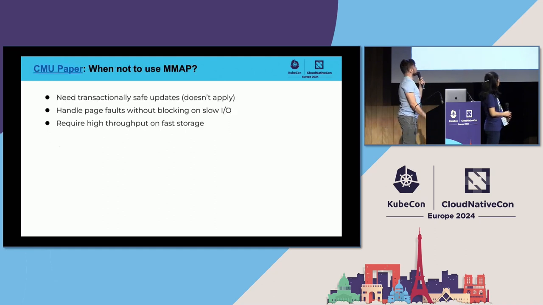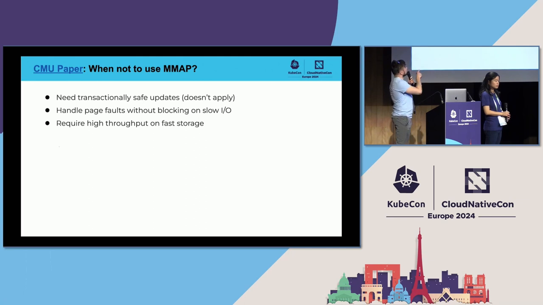I want to highlight here one of the recent papers published by a group at CMU. I didn't reproduce the results, but it's interesting that they are saying that memory mapped files may not be that good for databases. One thing they highlight is that it's hard to achieve transactional safety. This, I believe, doesn't apply to etcd because we have a single writer situation. But the two other items could potentially apply if we try to go beyond the memory available in the system, which is slow I/O on page faults and when you need to evict and access evicted pages.